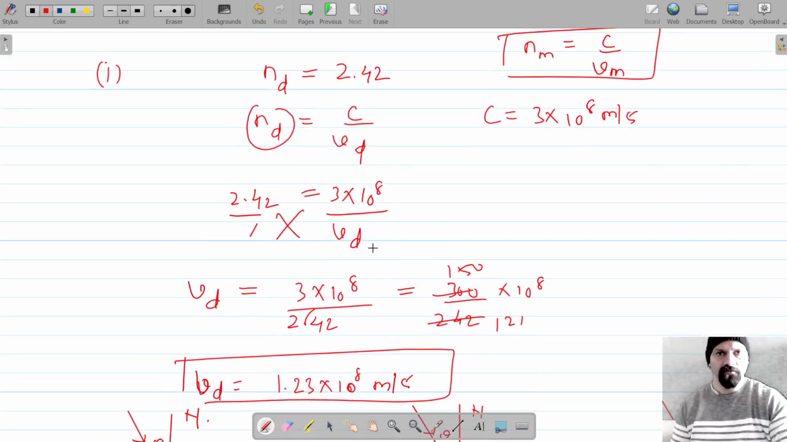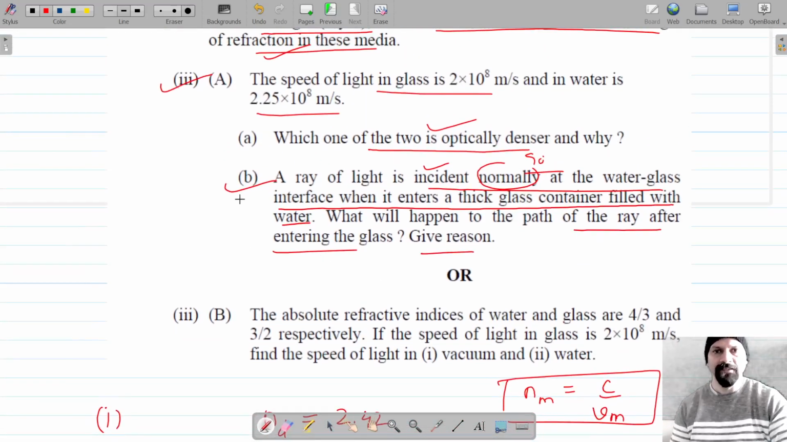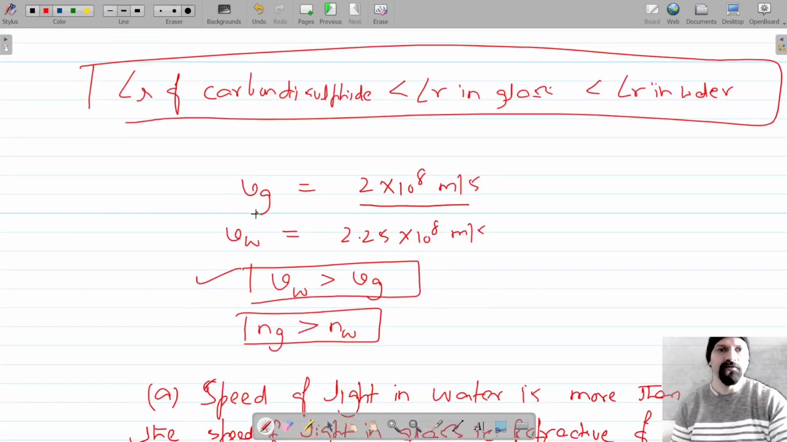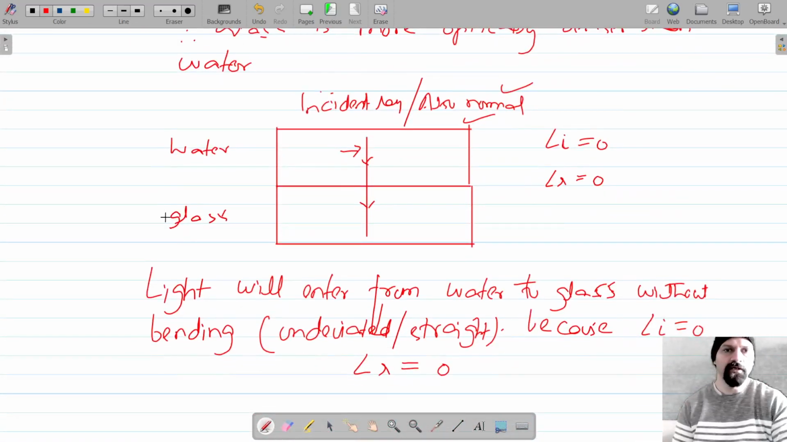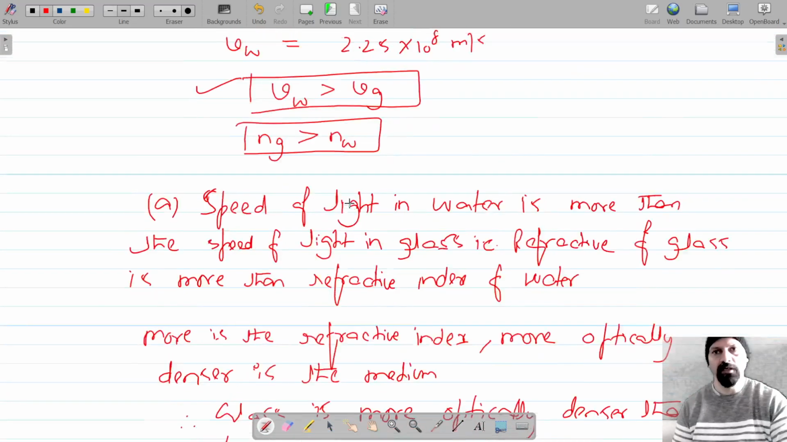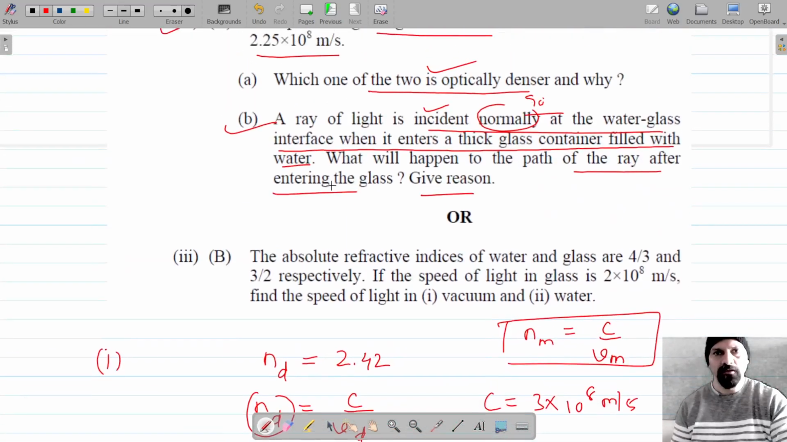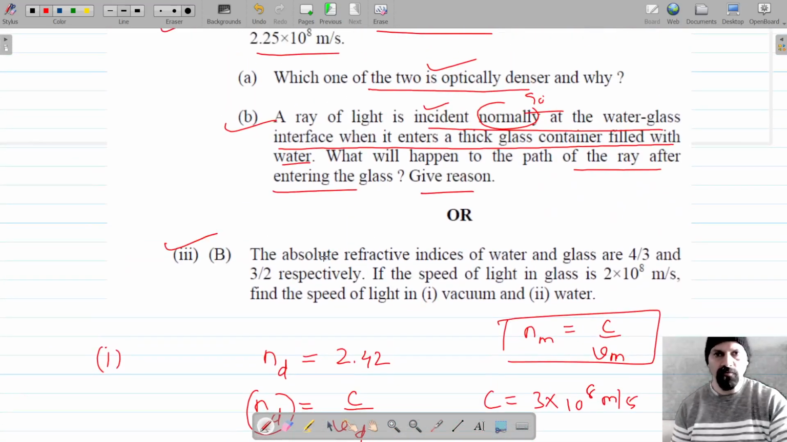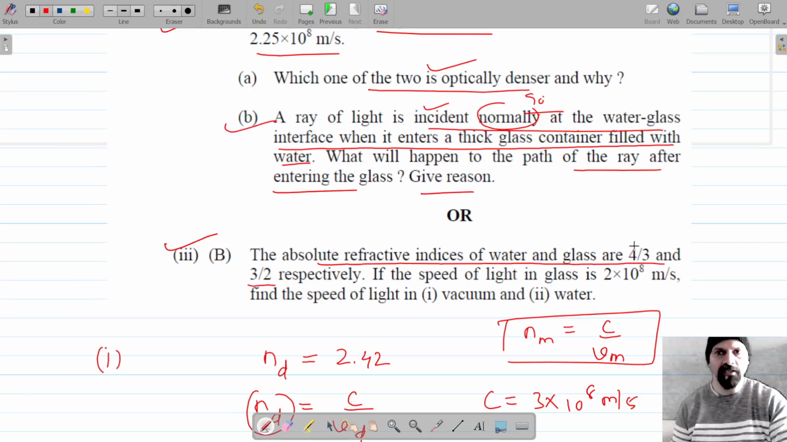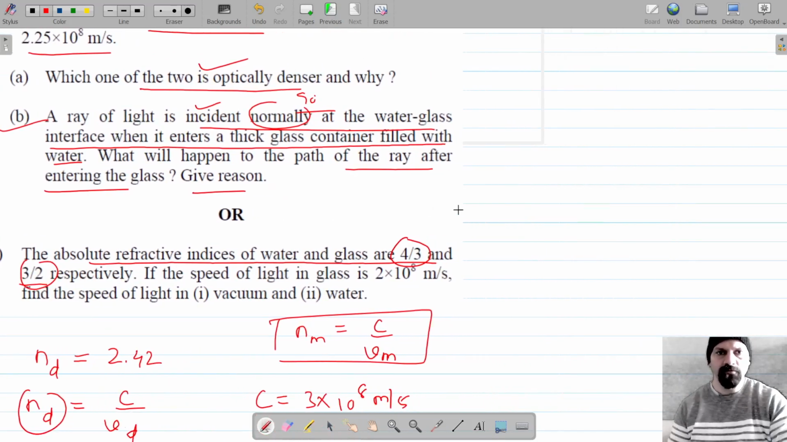And this was the answer for B part. So this was the B part. This was the A part, and this was the B part. I've explained this using diagram. And okay, for the next third one, the absolute refractive indices of water and glass are 4 by 3 and 3 by 2 respectively. So absolute refractive indices of water.